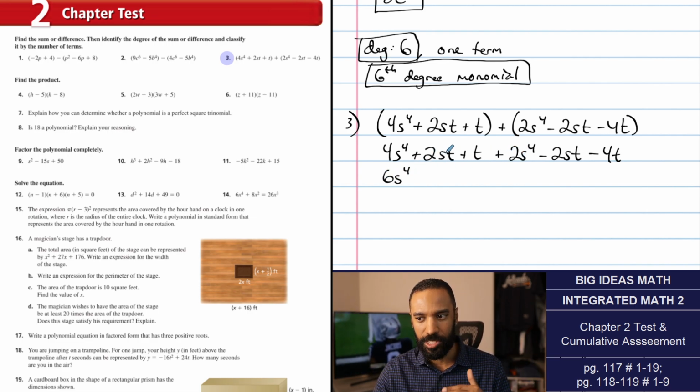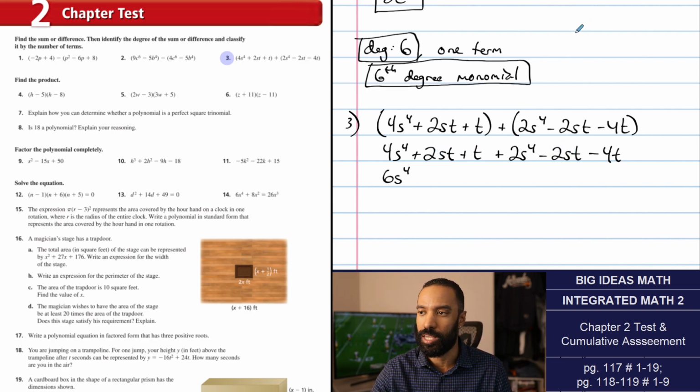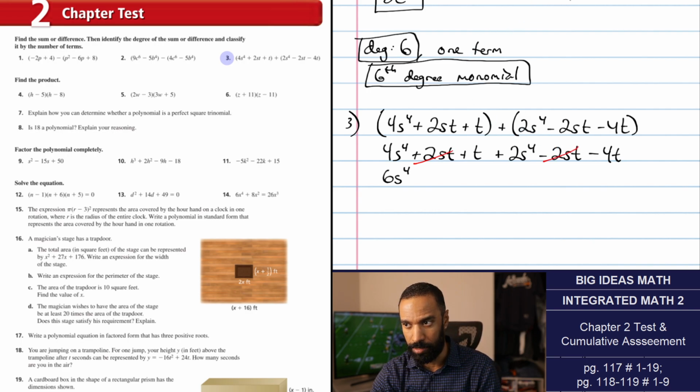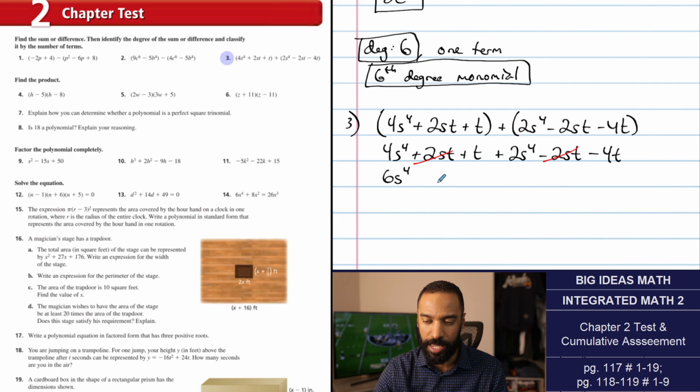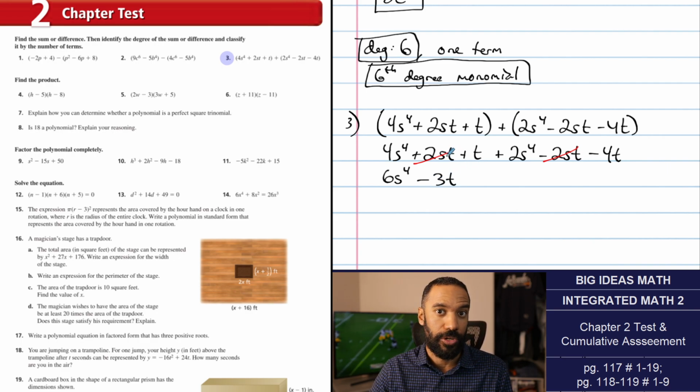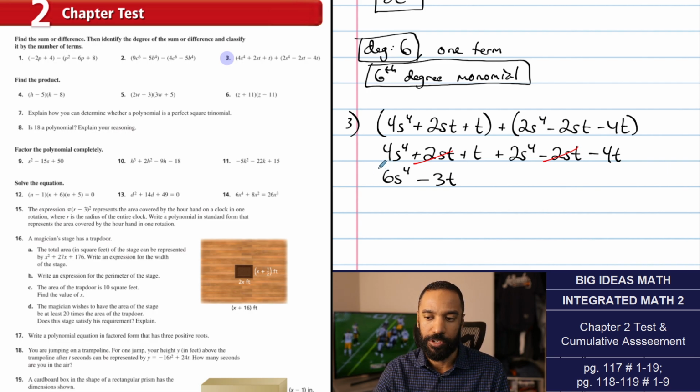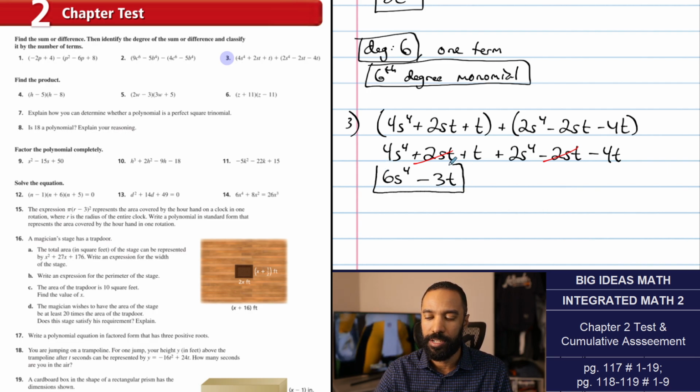Now I want to put my st terms first because they would be of degree 2. 2st minus 2, oh, they cancel out. 2st minus 2st is 0, so those are gone. And t minus 4t is negative 3t. But st would have been degree 2, and t would have been degree 1, so for standard form's sake I would have put it first, but it doesn't seem to exist anymore, and that's the simplified result.